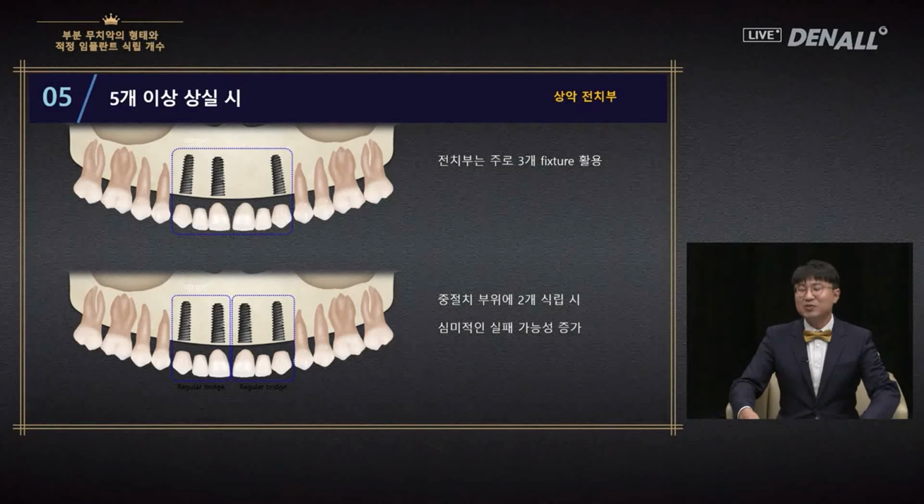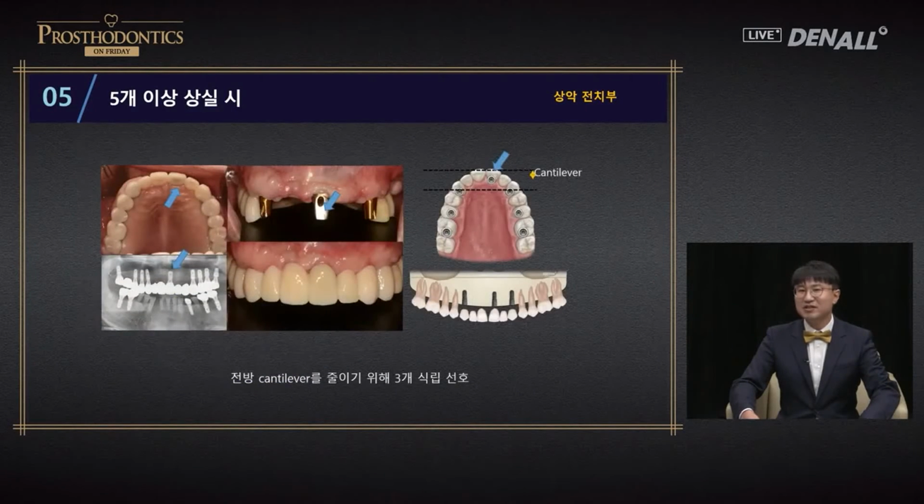Anterior side, it's a different story. I'm going to talk about 6 anterior cases. Mostly 3 implants are planned. As shown in the bottom, if you place 2 implants in the central incisor area, there's a high probability of aesthetic failure, as it can invade the embrasure space.